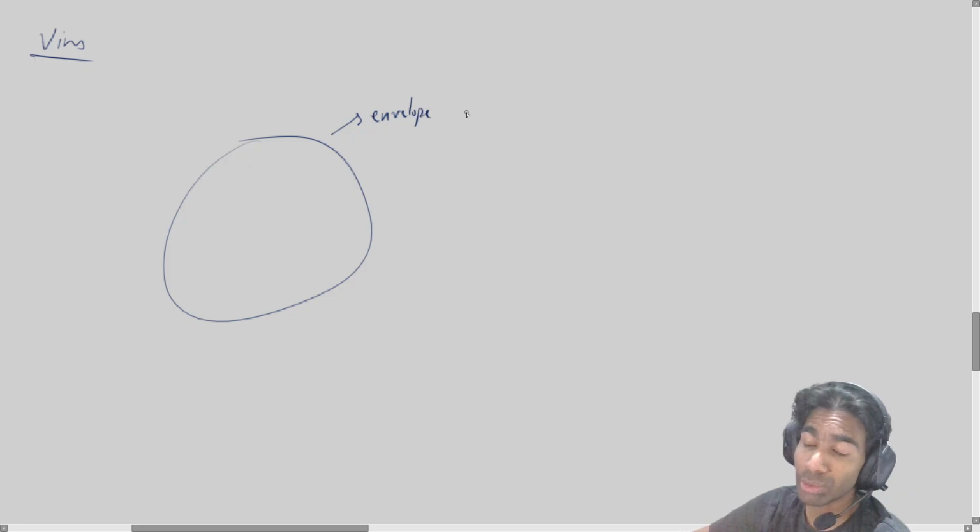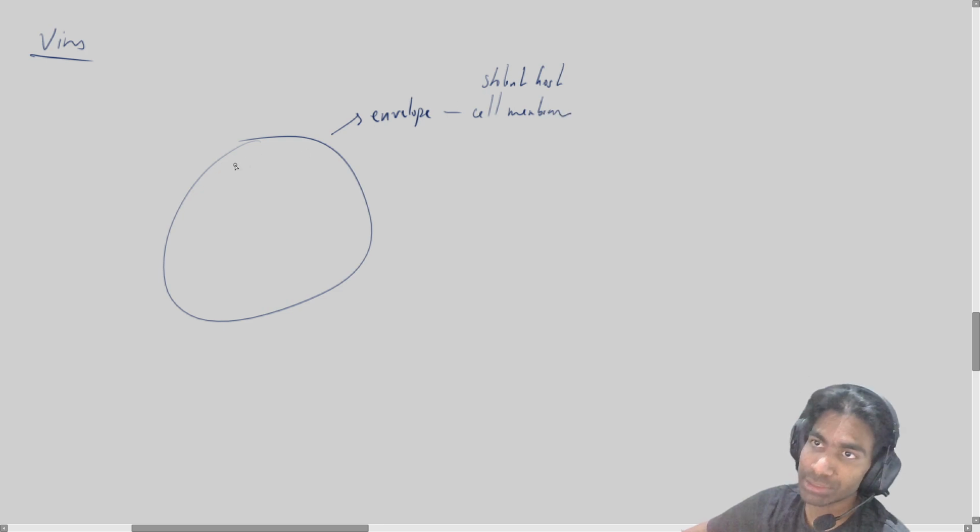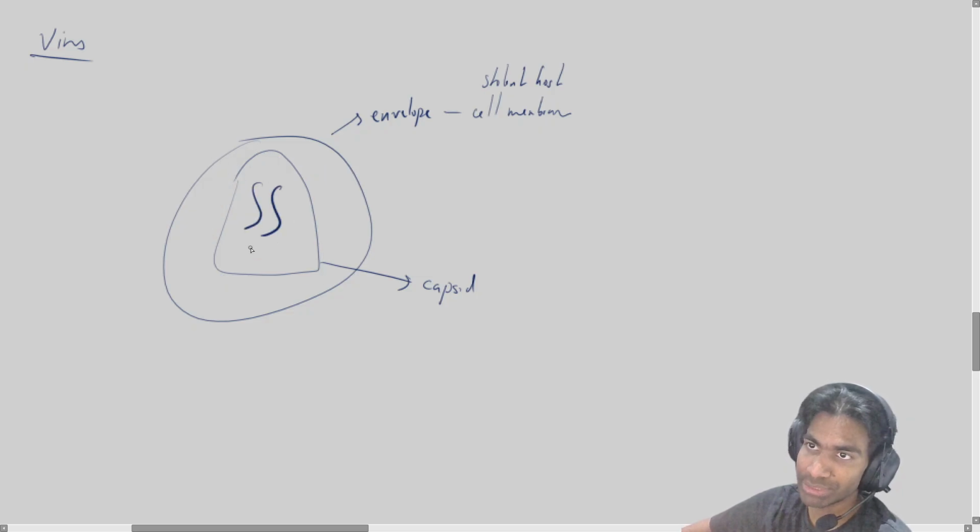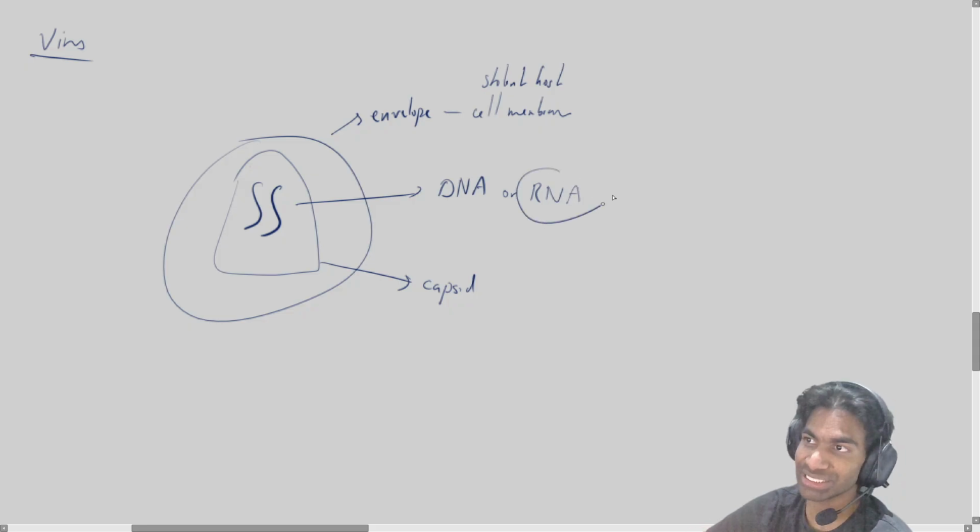It comes from the host cell that it steals it from. So it's a stolen host cell membrane. Inside this envelope is a thin layer of something that we call a capsid. A capsid is just a protein membrane, and inside that capsid we have a bunch of DNA or RNA in it. It depends on the type of virus. HIV, for example, would have DNA in it, whereas other viruses like bacteriophages could just have RNA in it.